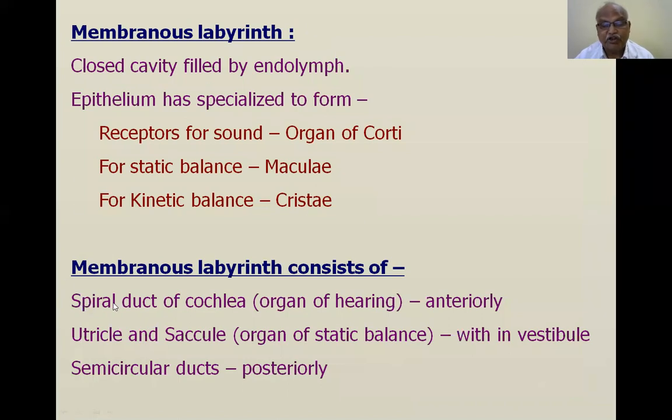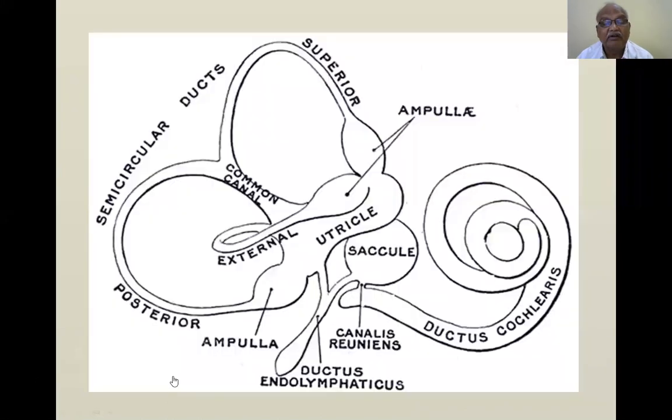So again, I am telling you, the spiral duct of the cochlea is the organ of hearing, anteriorly. The utricle and saccule, organs of static balance, are within the vestibule. The semicircular ducts are present posteriorly. Now, if you take a section of a cochlear duct, you will find scala vestibuli above and scala tympani below.